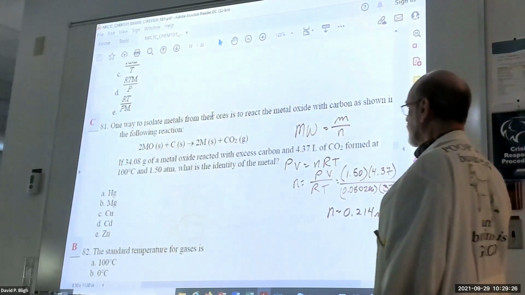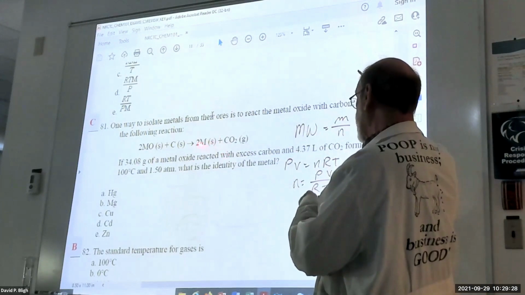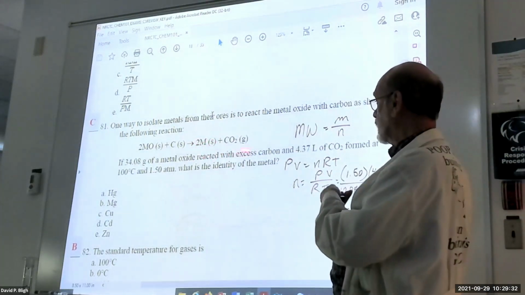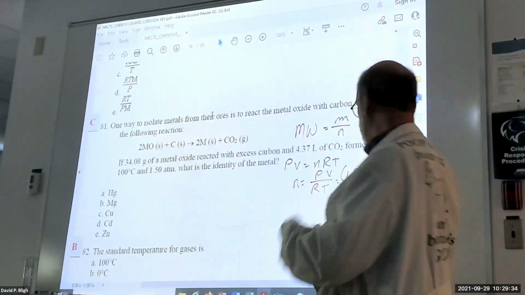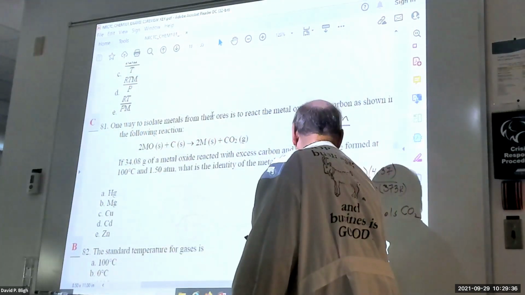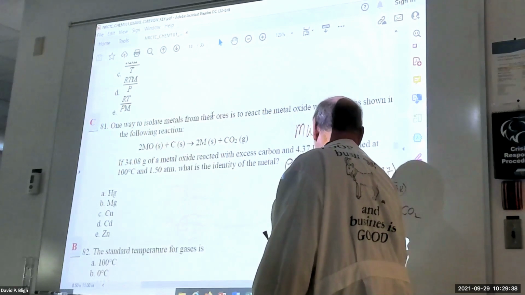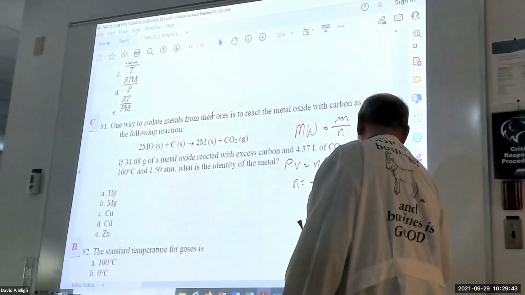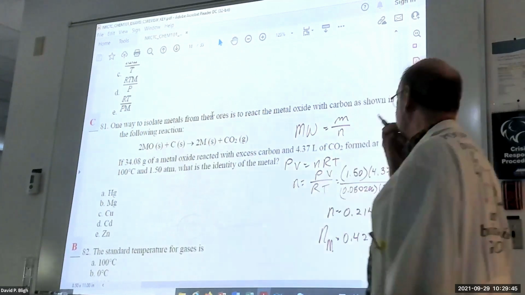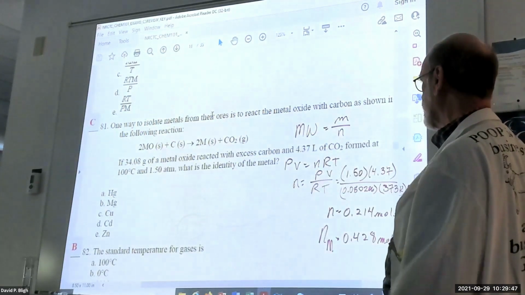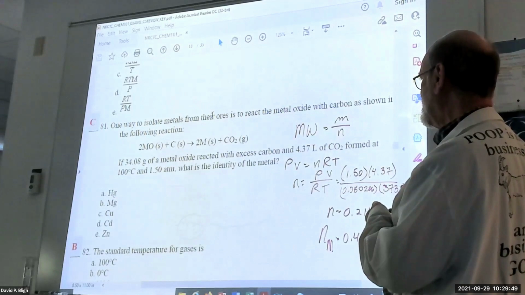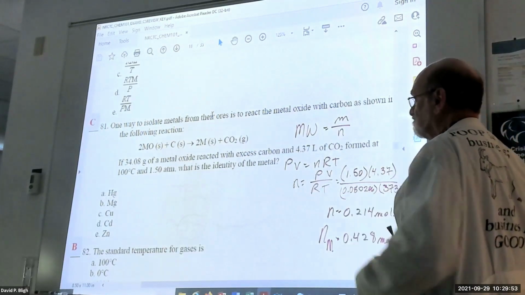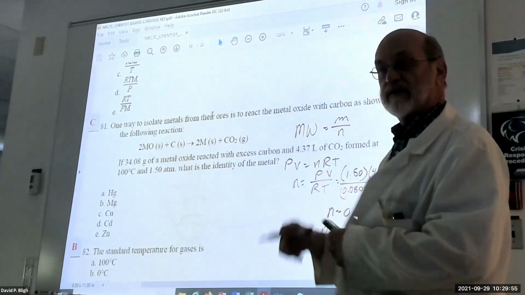Okay, so how many moles of the metal do we have? Well, we have twice that many, don't we? The ratio is 1 to 2. So we actually have moles of metal is 0.428 moles of M. Okay, does that get us anywhere? Okay. I have a solution.